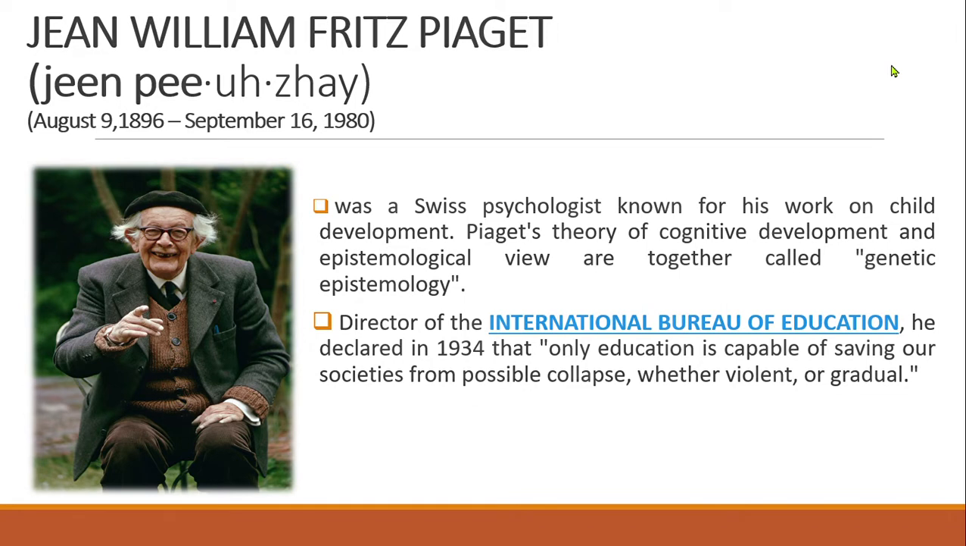Jean-William Fritz Piaget was a Swiss psychologist known for his work on child development. Piaget's theory of cognitive development and epistemological view are together called genetic epistemology. Now, when we say epistemology, that is a theory of knowledge, especially its methods and scope. He was also a director of the International Bureau of Education. He declared in 1934 that only education is capable of saving our societies from possible collapse, whether violent or gradual.